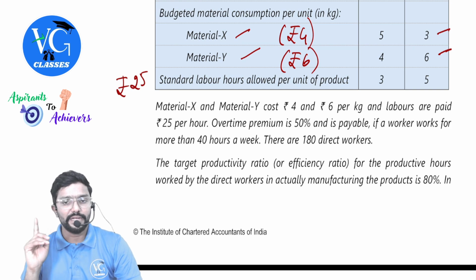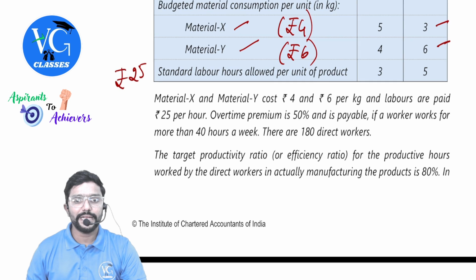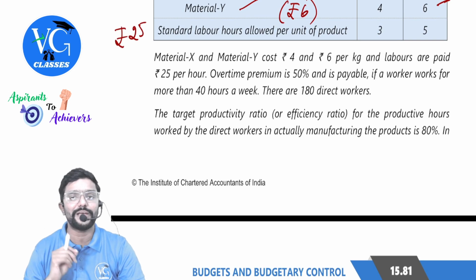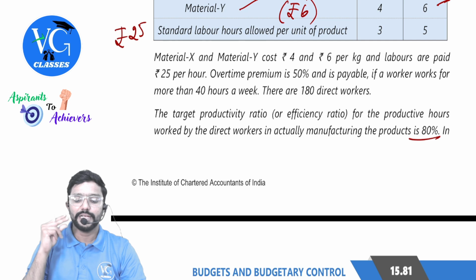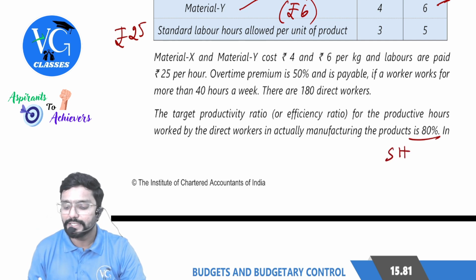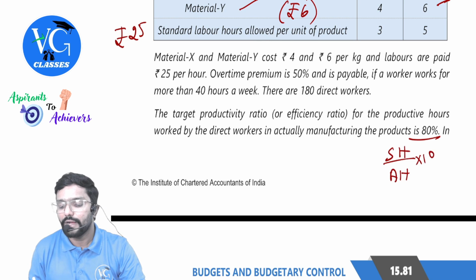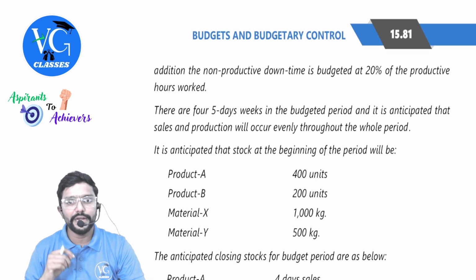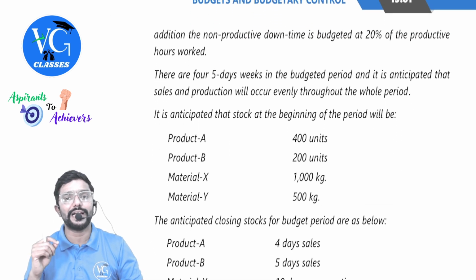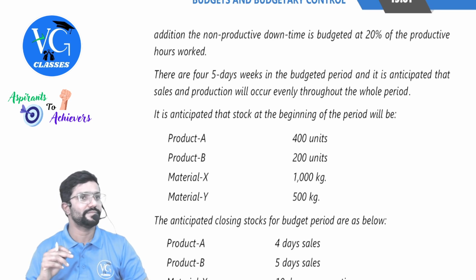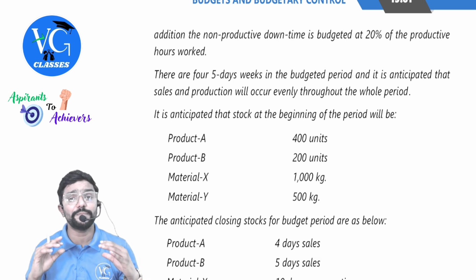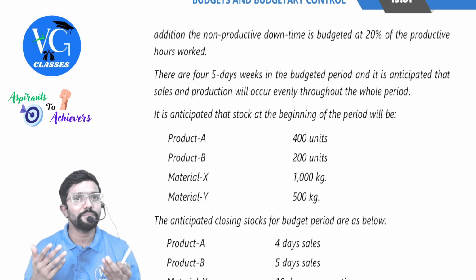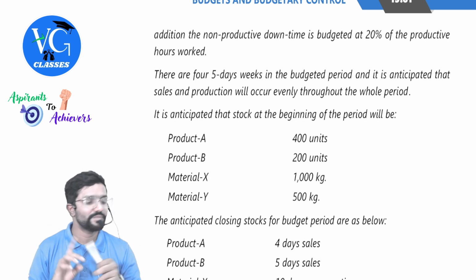They will work for 40 hours a week. There are totally 180 workers. The target productivity ratio or efficiency ratio for productive hours worked by the direct workers in actually manufacturing the product is 80%. Guys, how do you calculate efficiency ratio? Standard hours divided by actual hours into 100. In addition, the non-productive downtime is budgeted at 20% of productive hours worked. So downtime is how much, guys? 20% of productive hours worked. What do you understand from all this? We make payment for these many hours, but no output.